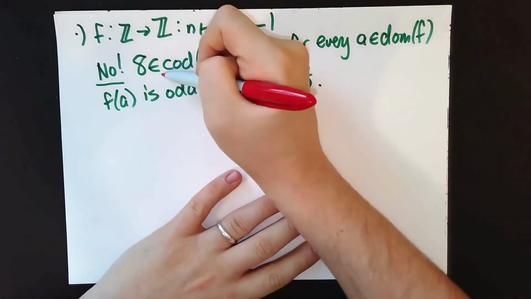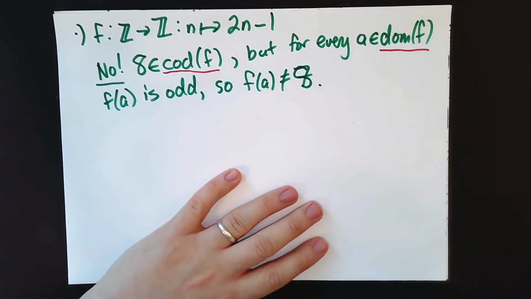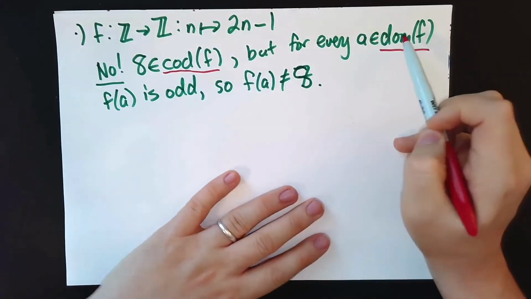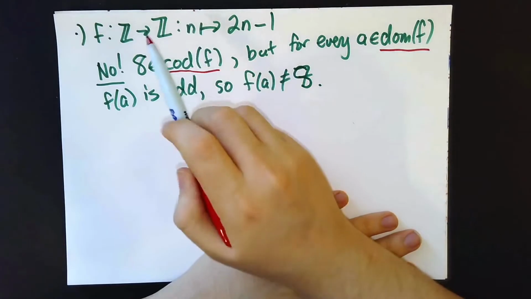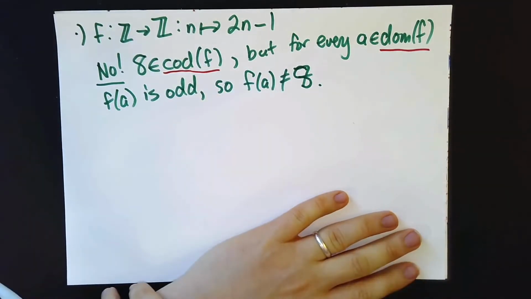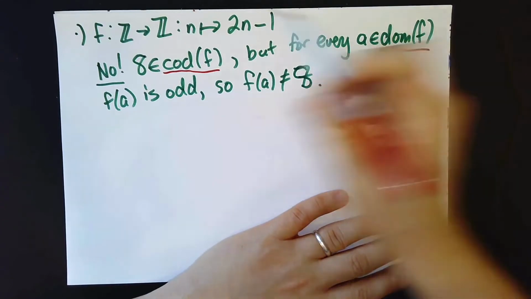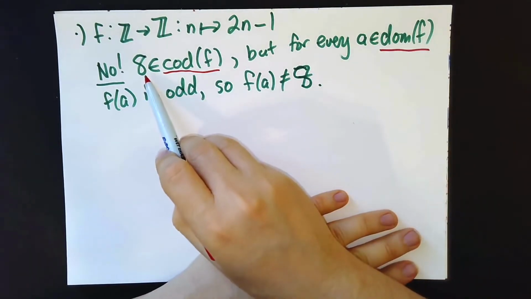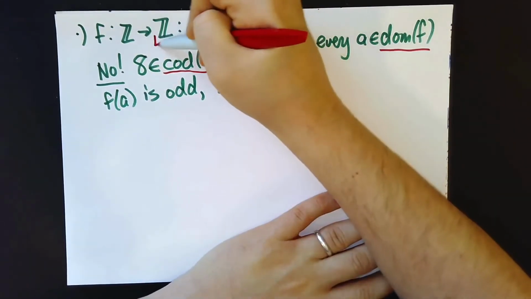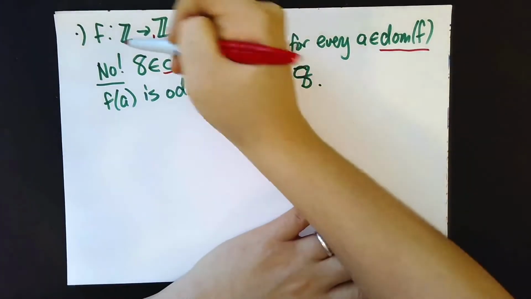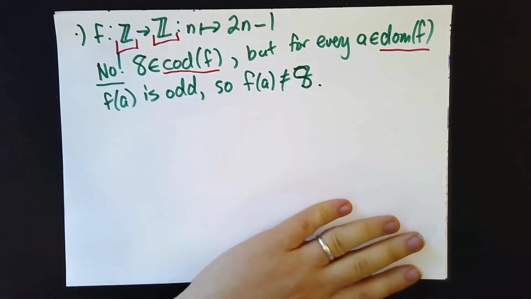The reason, by the way, I keep writing codomain and domain instead of just Z and Z is because in these examples we've done, the domain and codomain have been equal. And so I want to clarify which Z I'm viewing this 8 as being in. Namely, this 8 is living here, and then I'm saying there's no element here that maps to it.